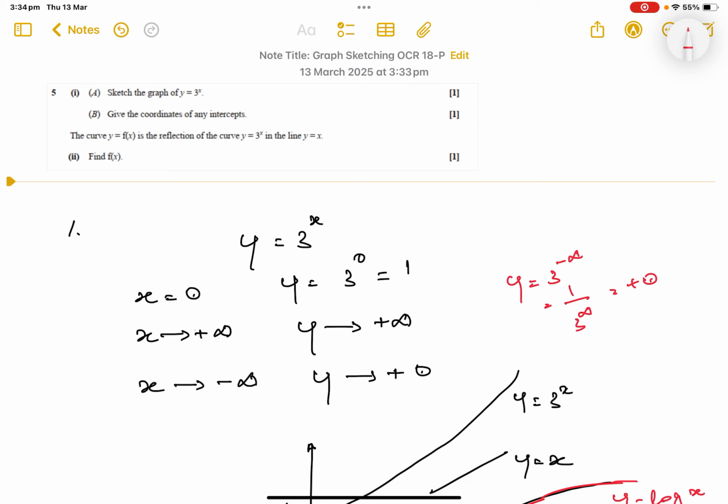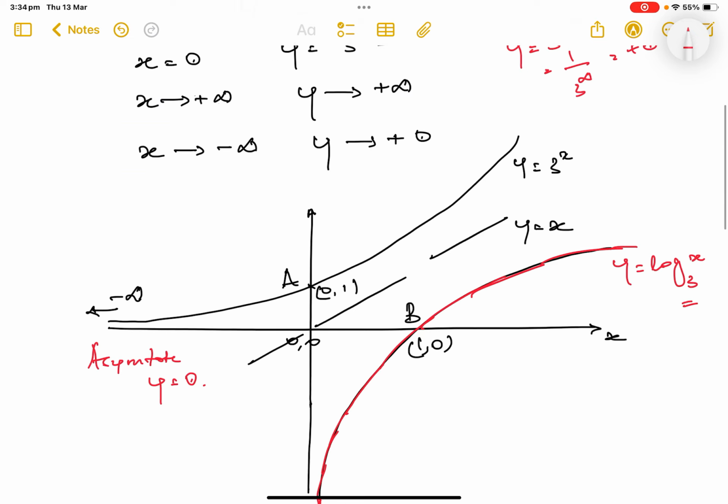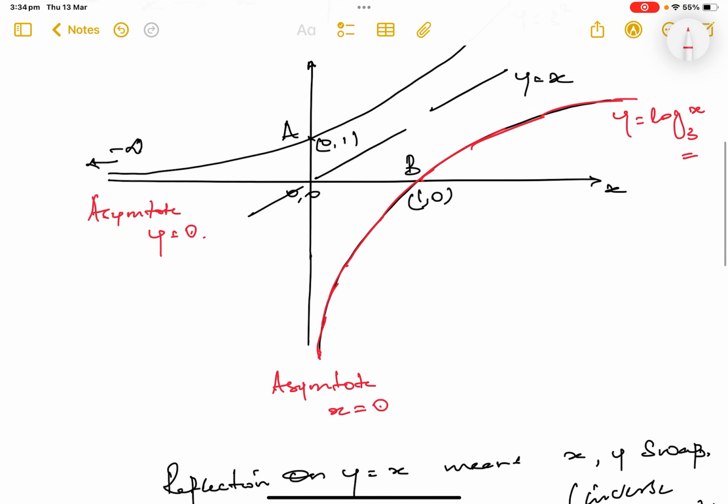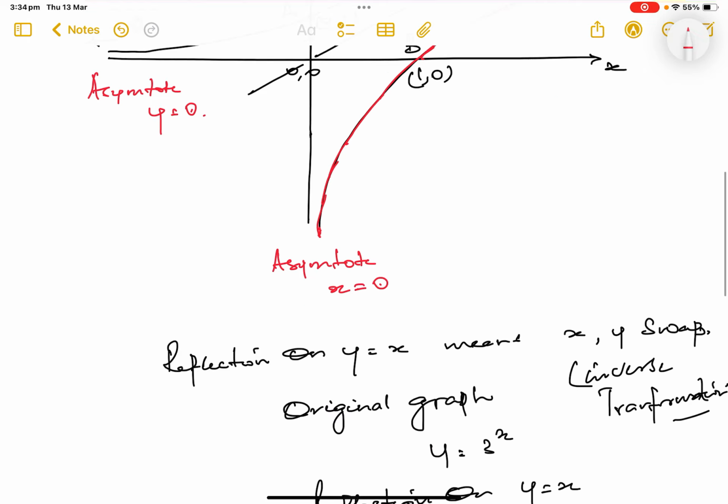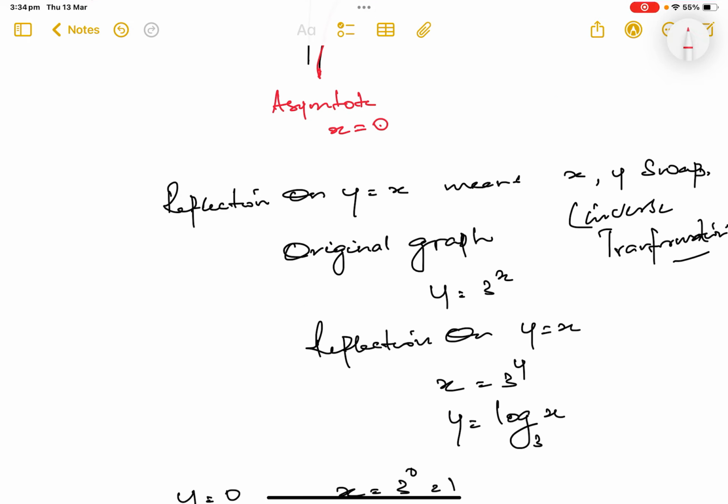The next part: the curve y equals f(x) is the reflection of y equals 3 to the power x in the line y equals x. Don't look at the red curve yet, let me go through this first. Reflection in y equals x means an x and y swap. It's purely an inverse transformation.